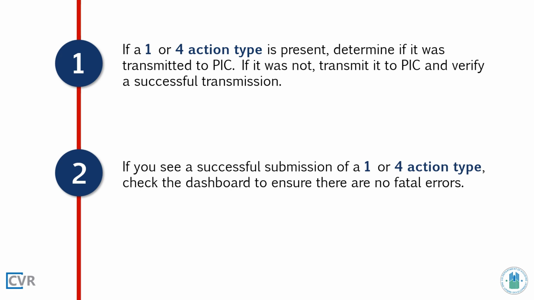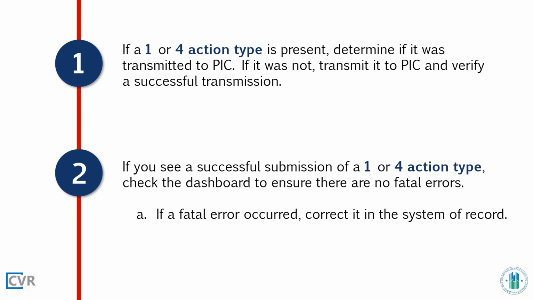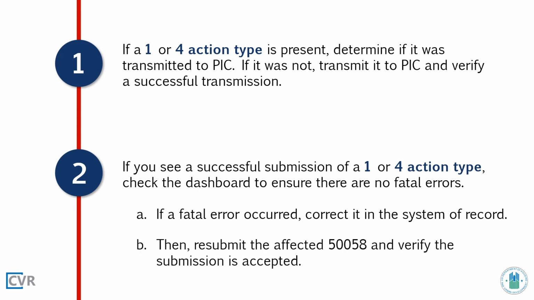errors. If a fatal error occurred, correct it in the system of record. Then, resubmit the affected 50058 and verify the submission is accepted.